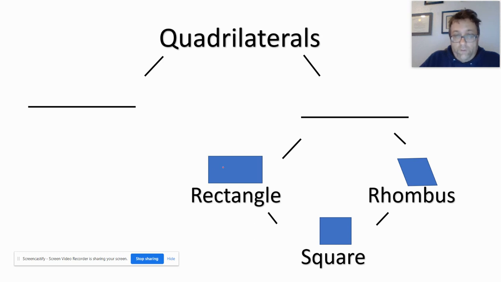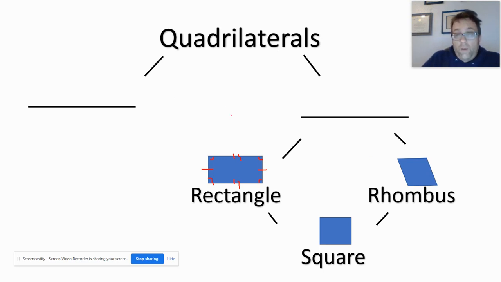A rectangle does not have the sides the same. This side and this side is the same. This side and this side is the same. But the four are not the same. The angles, however, are 90 degrees still, because all we did was stretch it. So a rectangle has two sets of congruent sides, and it has four right angles. A square has four congruent sides. The word congruent means same, and it has four right angles. A rhombus has four congruent sides, but two sets of congruent angles, two acute and two obtuse.